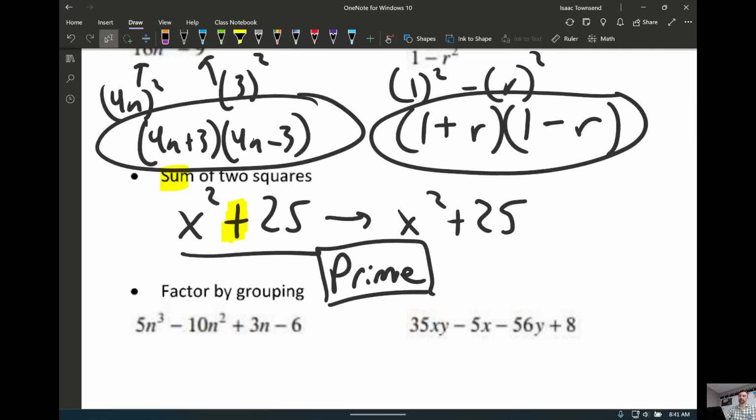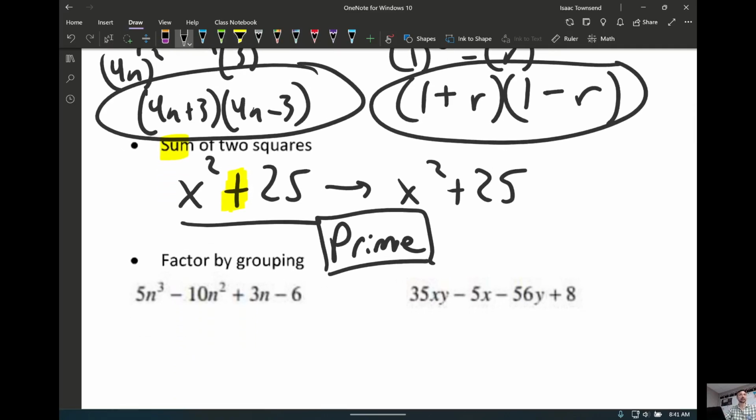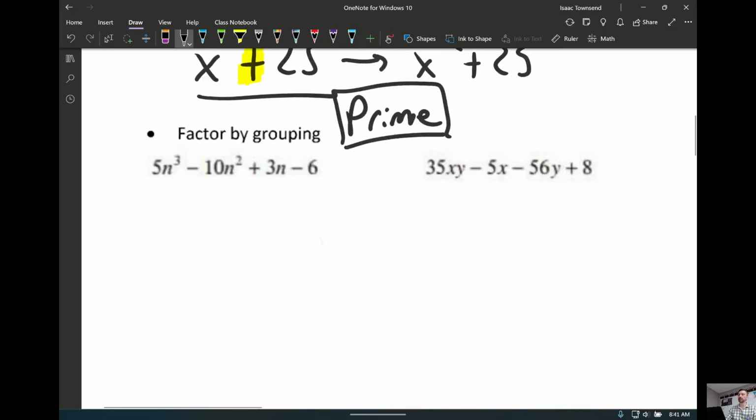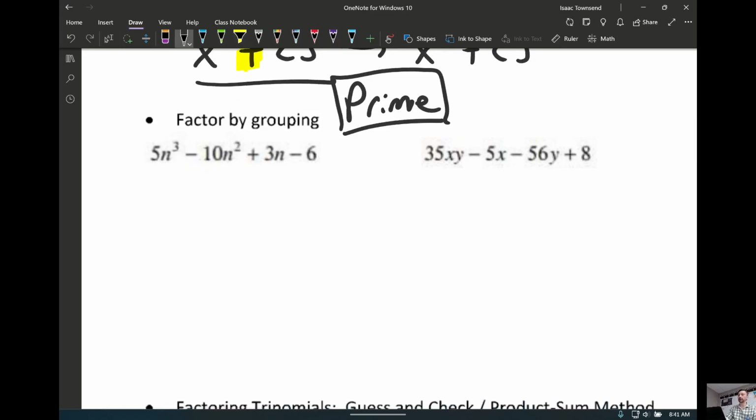Okay, the next to last one, and this one's going to feed into the last one. The most important type of factoring is trinomials. And I know you guys learned these many different ways. Depending on who your Algebra 2 teacher was last year, you probably heard different methods. But the method I'm going to show you, and the method I'm going to insist that you do on your notes, you can practice however you want to practice as long as you can do it successfully. But the method I'm going to show you requires you to know factor by grouping.